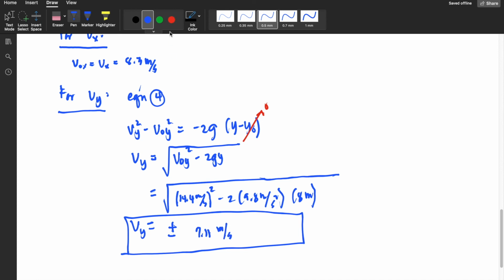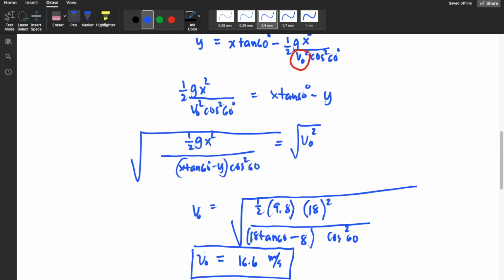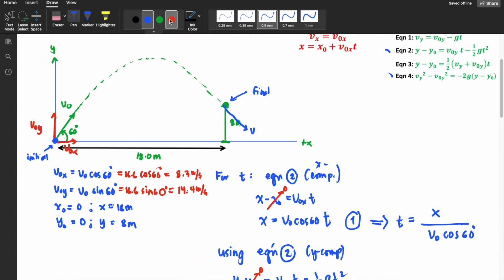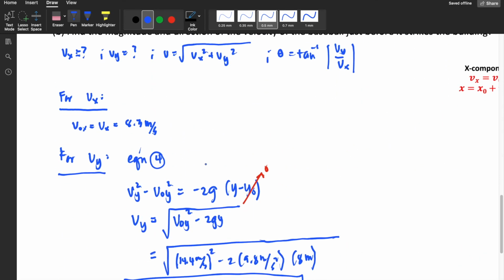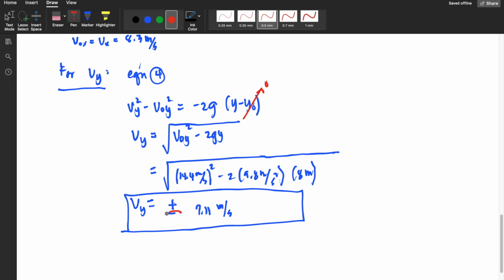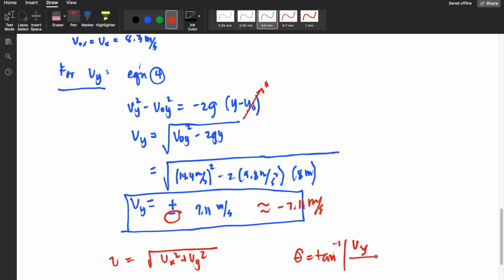But take note that it's lying along the fourth quadrant. So meaning to say this is positive with Vx, and this is downward with Vy. Okay, so basically you're going to choose the negative sign, minus 7.11 meters per second. So for the magnitude, we use the Pythagorean theorem, and the tangent function for its direction.